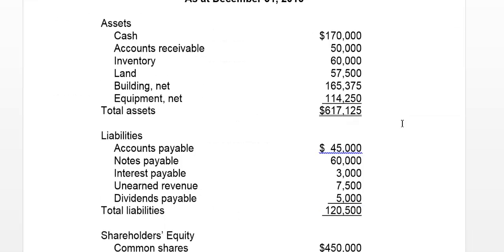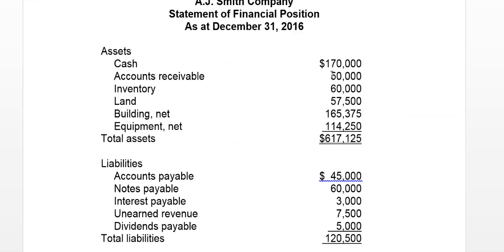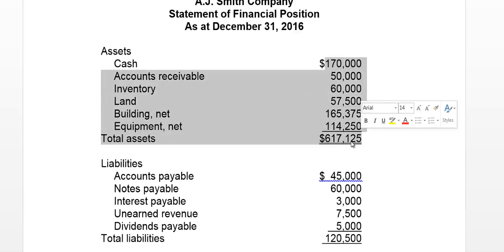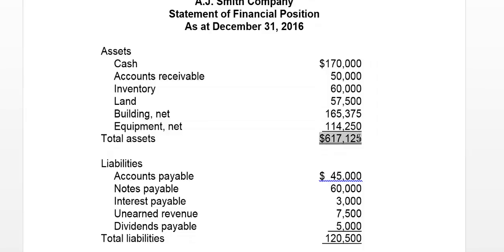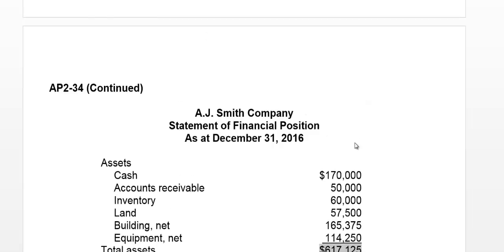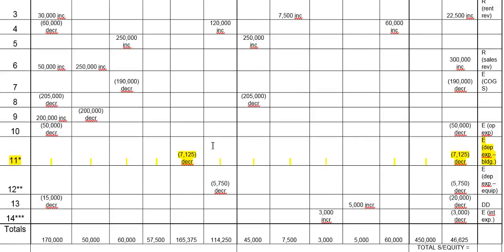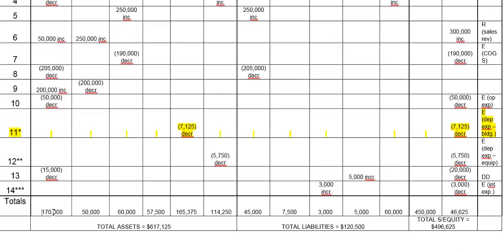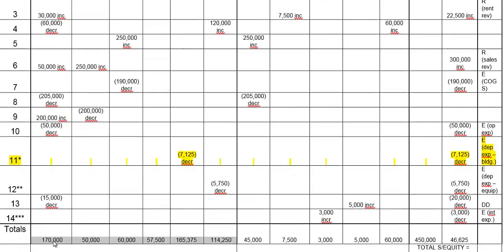So the last thing we're going to look at here is the balance sheet. And guess what? If you remember what I told you in one of the earlier videos, we said that total assets total $617,125. That should sound familiar to you. That's the total assets that we had when we did the template. So that's the advantage of adding up the column totals. Remember here I said you didn't have to do it, but it would be nice if you did, because these are your column totals that are going to go in your balance sheet, right?